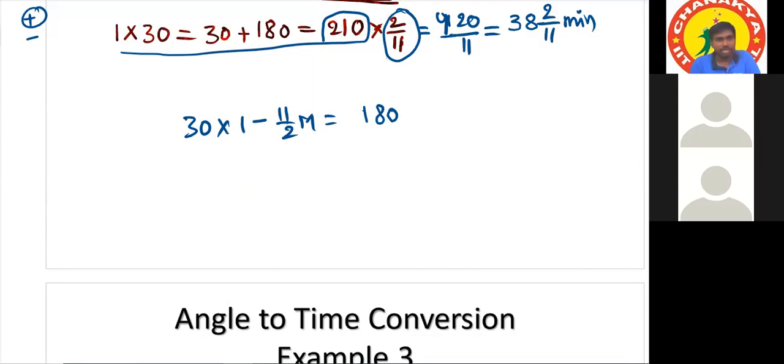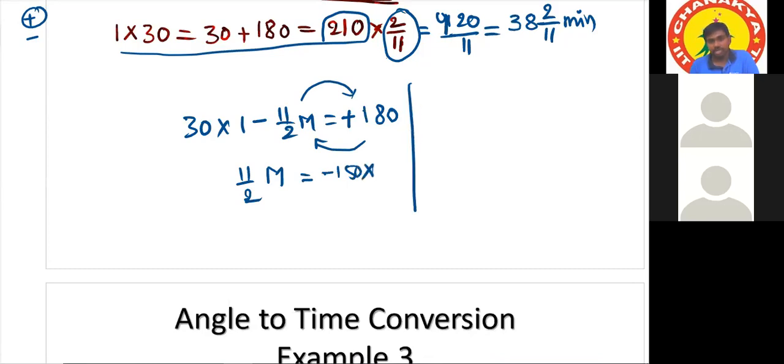See Nihar, if you take plus 180, then tell me what 11 by 2m will be. If you move 11 by 2m to this side and 180 to this side, it will be minus 150. It's a negative value, right? Oh yeah, sir. So then we should not proceed with this value. Then you have to do it with the negative 180.